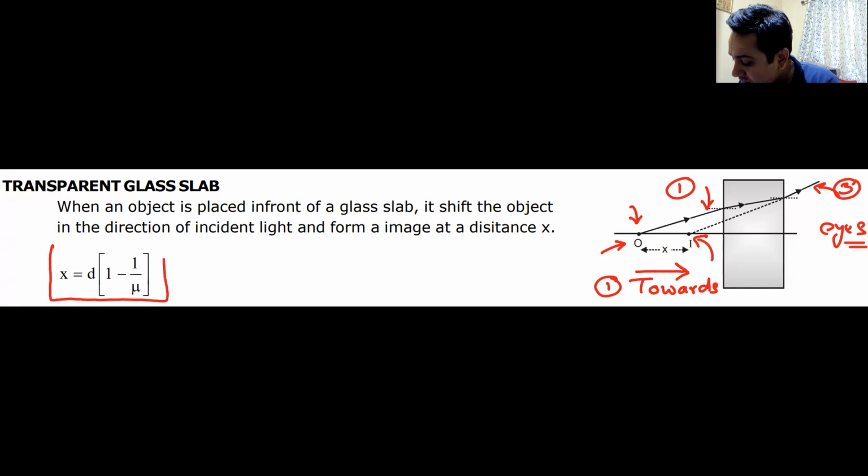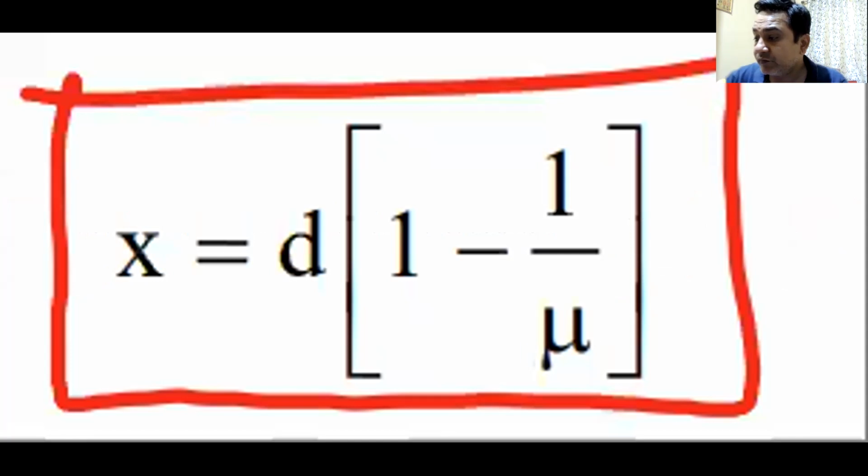The value of this x is d multiplied by 1 minus 1 by mu. This is the shift in the position of the object when the object is seen through a glass slab. I will show you the formula on the big screen. The shift x, which is the amount that the object seems to be shifted, is given by this formula. d is the depth, the actual width of the slab. Mu is the refractive index of the slab, and this is the amount by which the object is shifted.